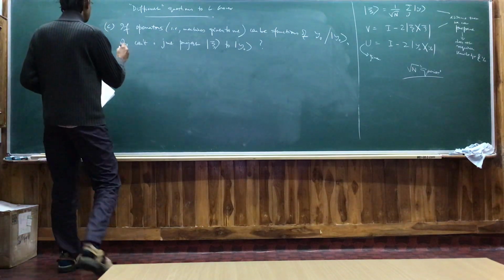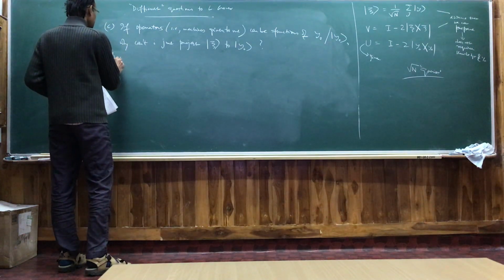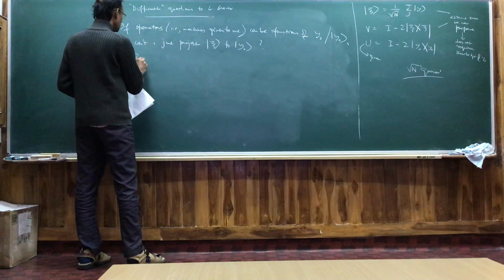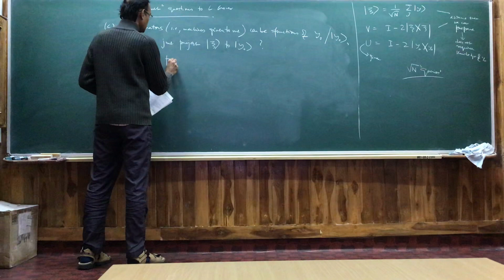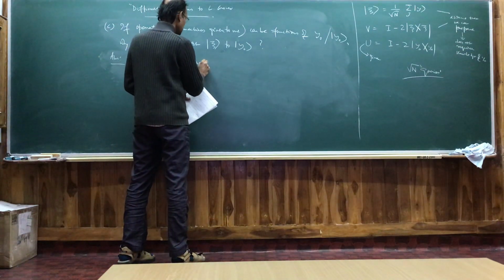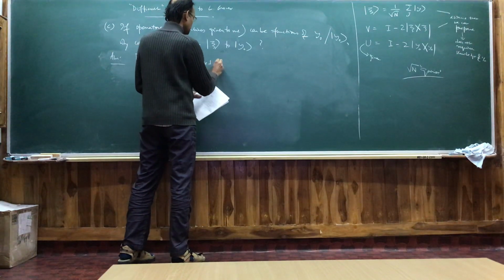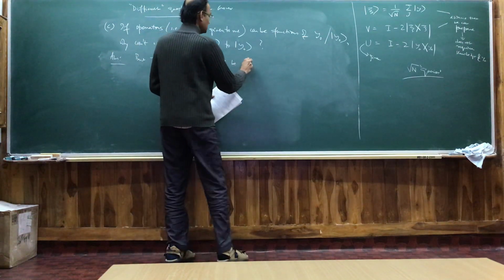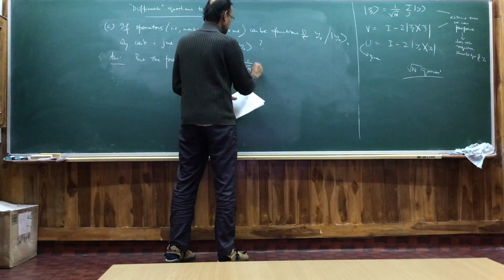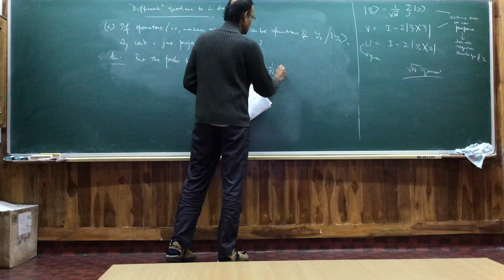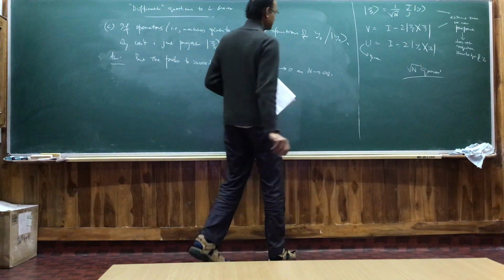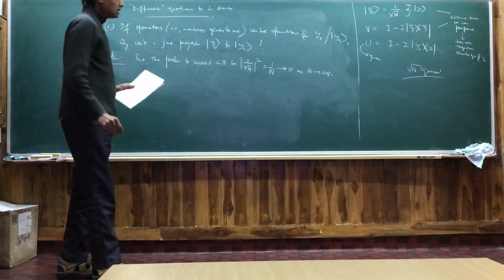So my answer in this case will be that the probability to succeed will be mod square, yes, which is 1 by n, and it tends to 0 as n tends to infinity. This is one problem.